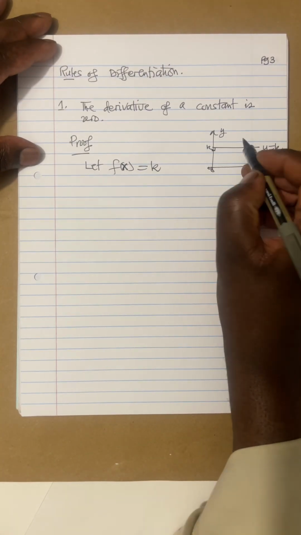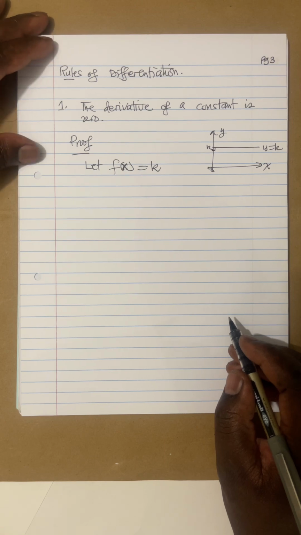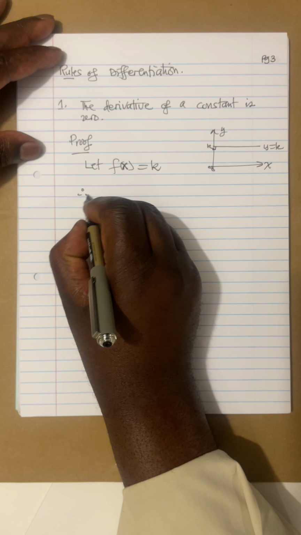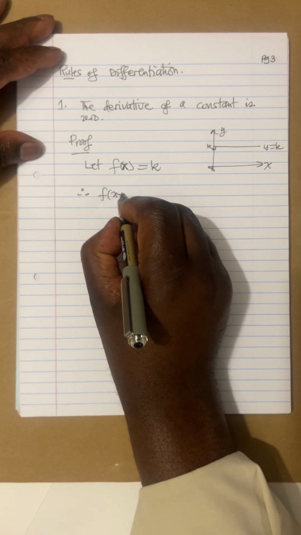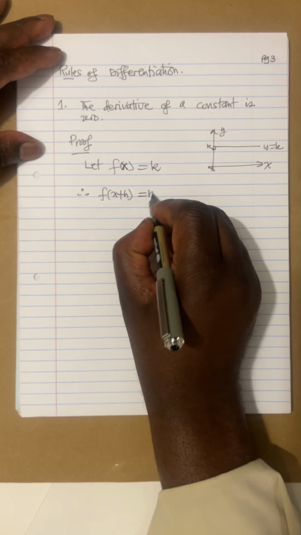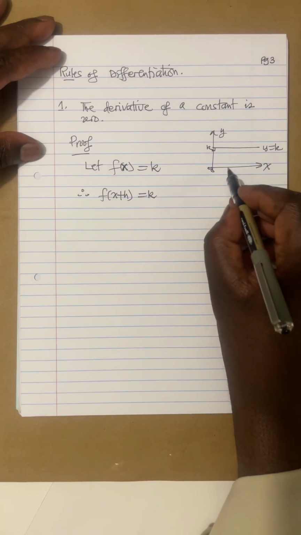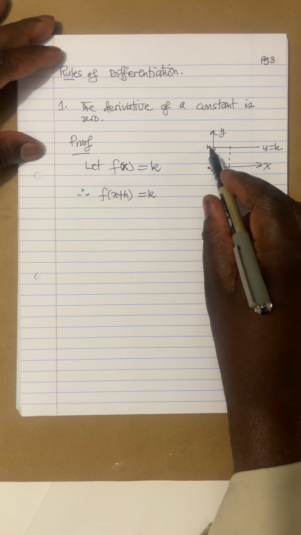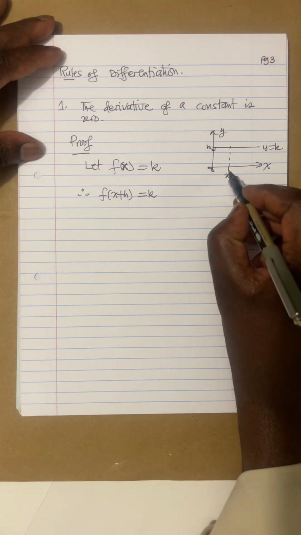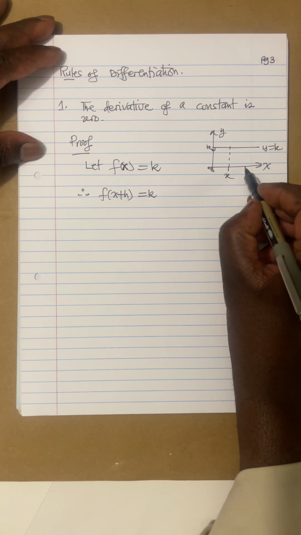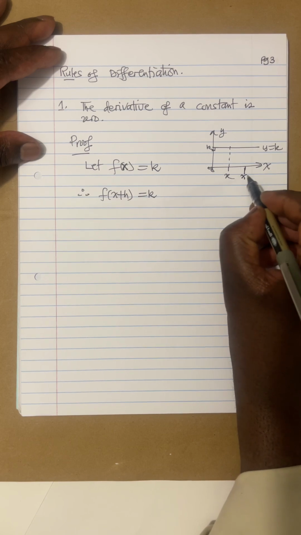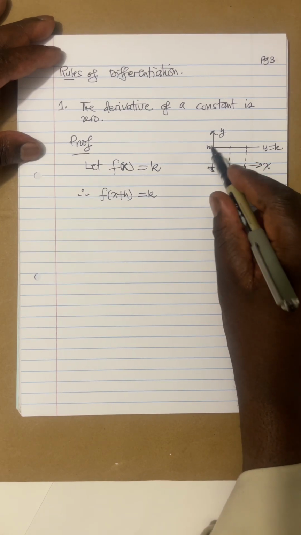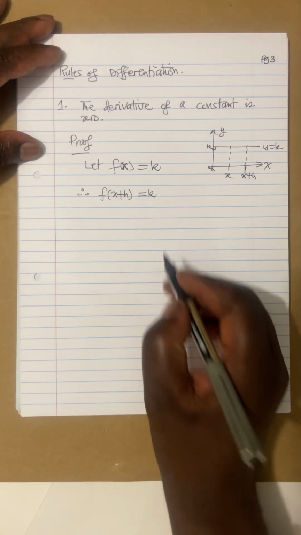Remember, that is supposed to be perpendicular to the y-axis or parallel to the x-axis. Right. So we're going to say, therefore, f of x plus h will still be equal to k. Think about this. If this is my x here, what is f of x? It will be k. I increase this by h to some place there where the x value now is x plus h. What will be the value of f of x plus h? It will still be k. That's what we're saying here.